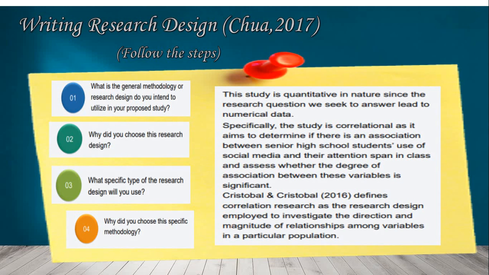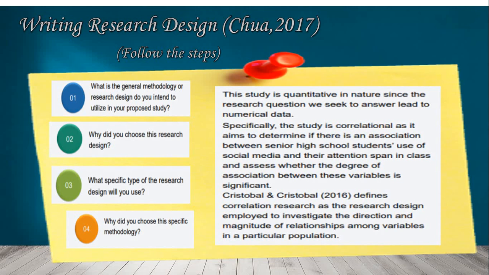So since the research question we seek to answer lead to numerical data, because quantitative has the numerical data while qualitative has the narrative data. Second question, why did you choose this research design?